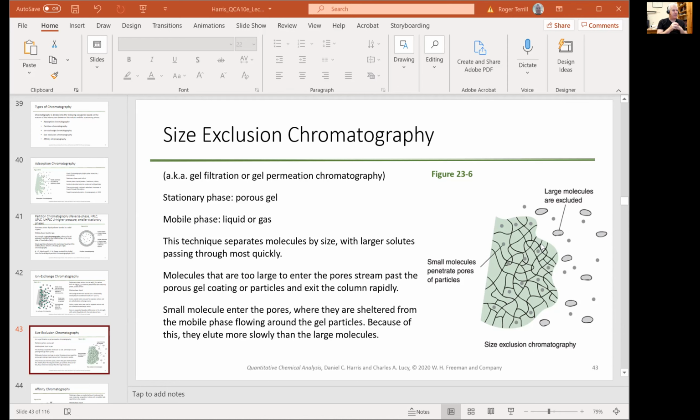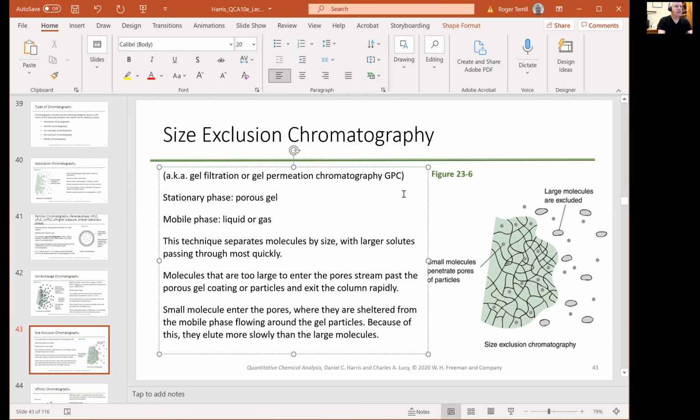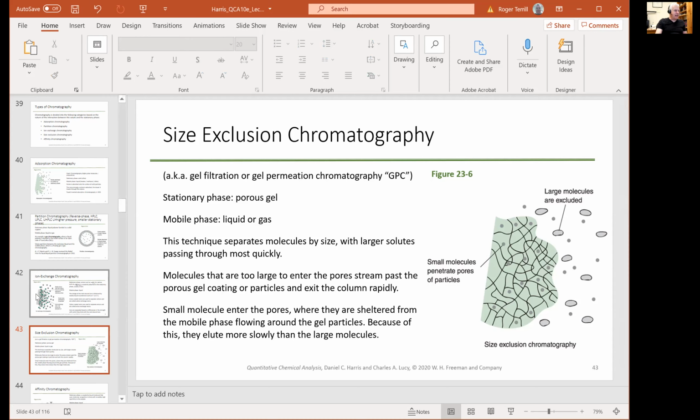So size exclusion, aka gel filtration or gel permeation. And people in the know around here, they just call it GPC. You can ask Dr. Samako or Dr. Radlauer, hey, how's the new GPC? Ask them that, because they got an MRI grant to purchase a GPC. Anyway, you get the idea there. That's another way to do it.